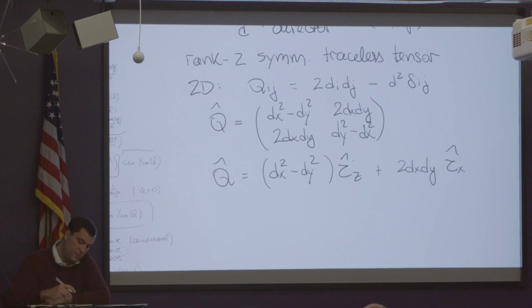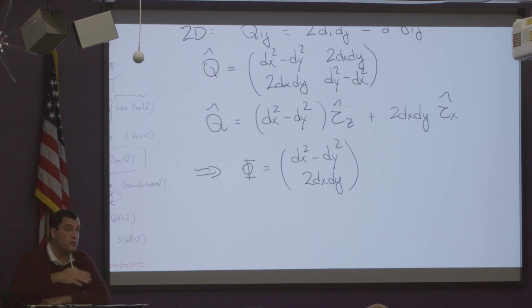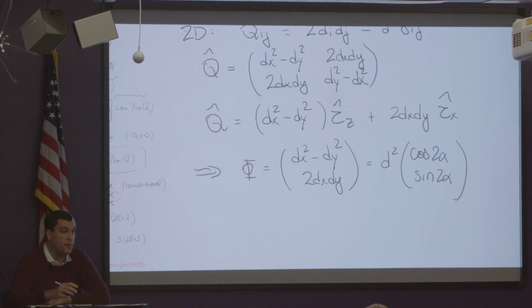So in this pseudo-spin space, I can define an order parameter I'm going to call phi, which has 2 components, dx squared minus dy squared, and 2 dx dy. Again, this lives in the pseudo-spin representation, which is nothing but d squared cosine 2 alpha, sine 2 alpha. This is the order parameter for a standard classical nematic liquid crystal in 2D.